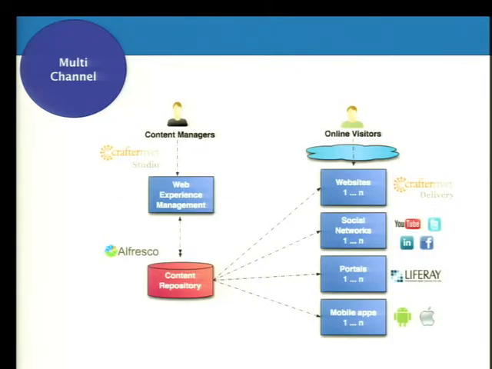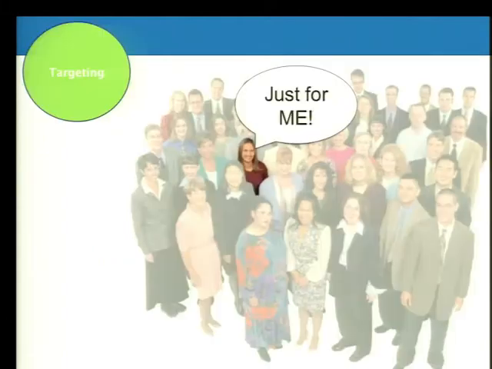Then we have multi-channel publishing. This is the ability to take content and reuse it across different channels, whether that's your website or your portals or social networks or mobile devices. So single source of content, multiple delivery points. There's targeting. That's the ability to get the right content to the right audience at the right time. So a platform's got to be able to provide a dynamic, personalized experience for each individual.